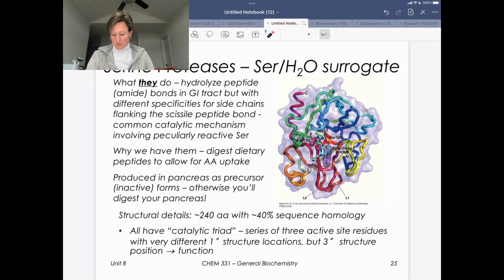Largest protein of the ones that we've been studying, not anything you need to know, but what's really interesting is there's only about 40% sequence homology between all of the classes of serine proteases. And the reason for that is, well, you don't need to have too much in common other than having those amino acid residues that form that catalytic triad. Okay, so they all have this catalytic triad. Those are those 3 active site residues, again, with very different primary structure locations, sequence position locations, but their tertiary structure is going to position them all in the same spot so that these enzymes have the same function.